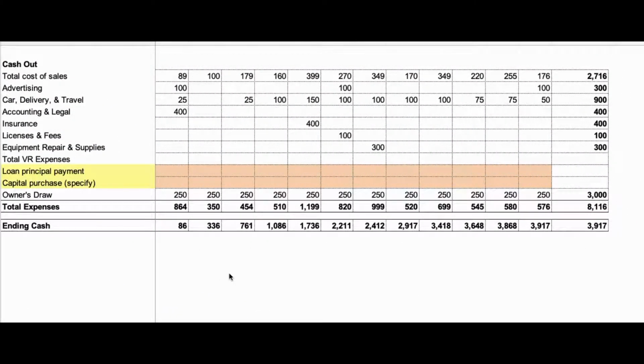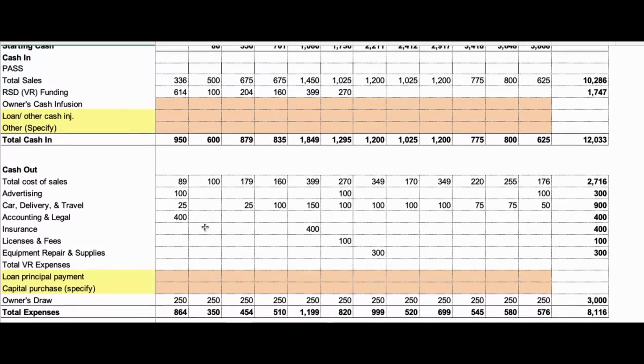The bottom line, or the ending cash of the cash flow statement, is calculated by adding all of the monthly cash in to whatever cash the business had on hand to start the month, and then subtracting all of the expenses, or the cash out.